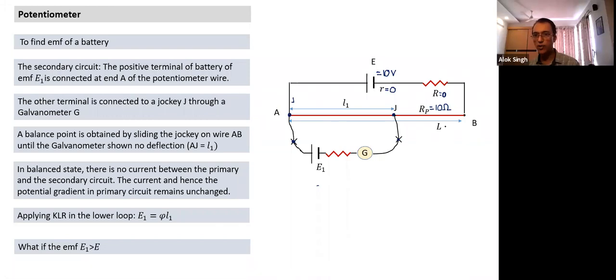And let's say L is equal to 10 meters. So Pranav, you tell me, the potential difference from here to here is 10 volts. Suppose I connect a battery E1, which is equal to 5 volts. Where would I find the balance point, Karthikeya?